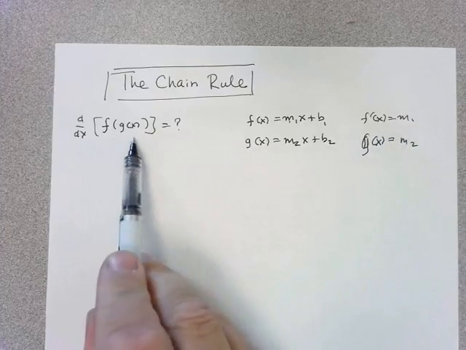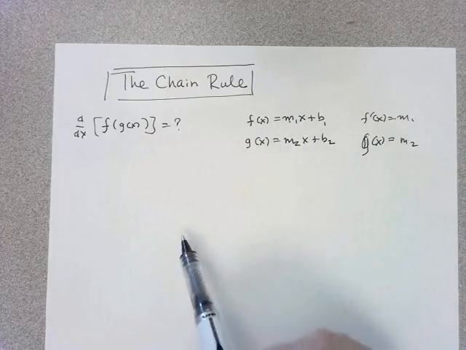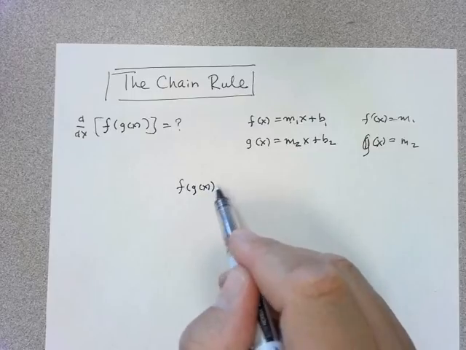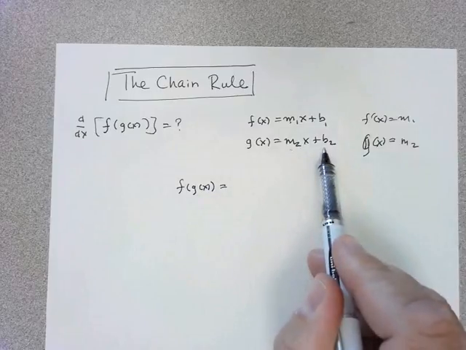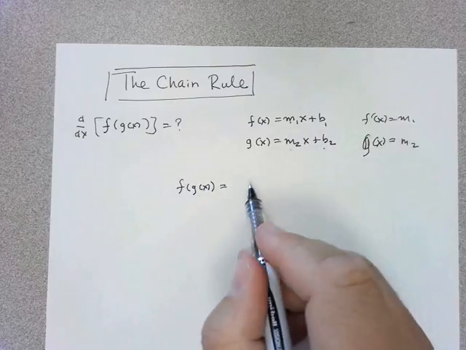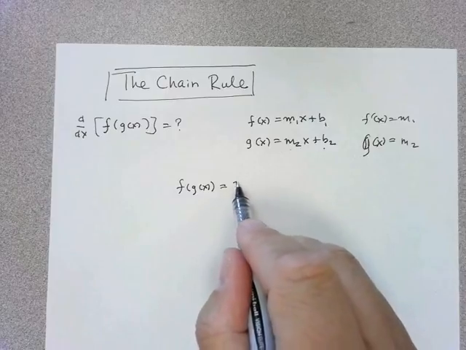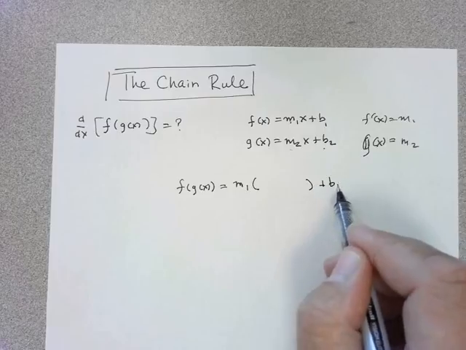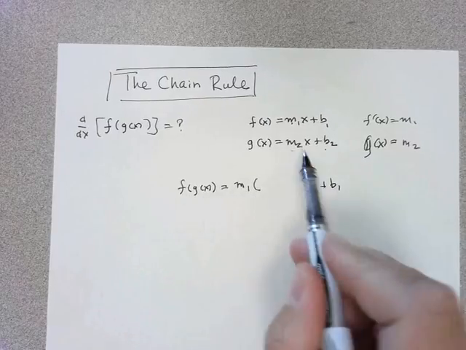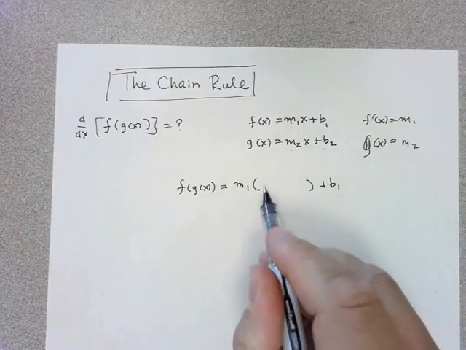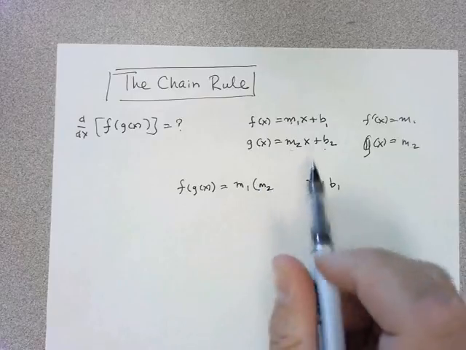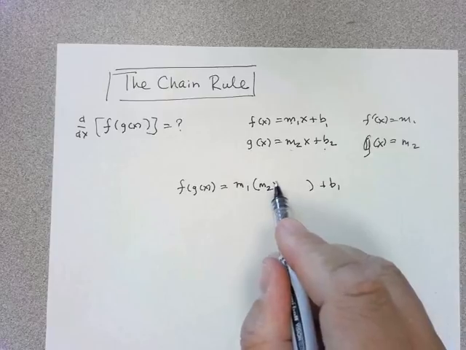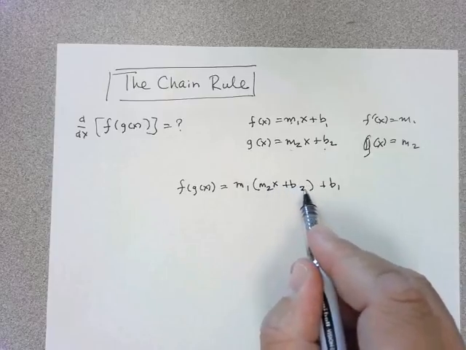What if I do this? What if I put g into f? What is f of g of x? Well, that's putting this into that function. And so I will get m1x plus b1. So this is f of x, and I'm going to put g of x into this. So where I had x in the f function, I write the g function m2x plus b2.